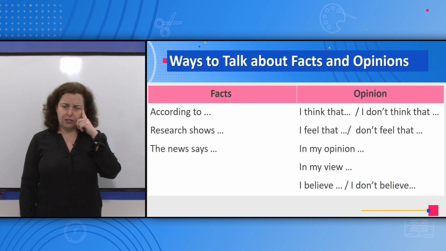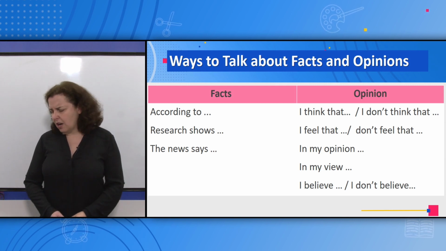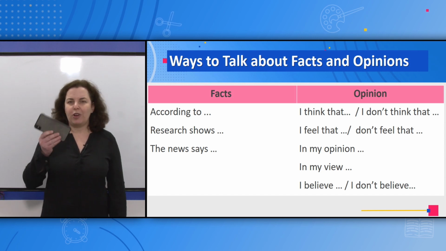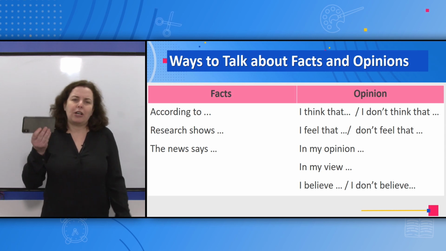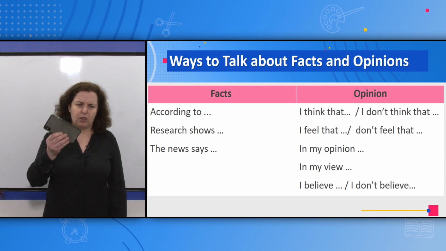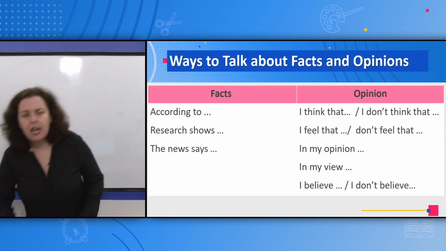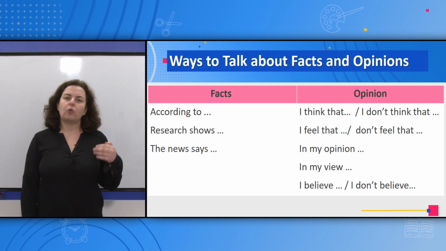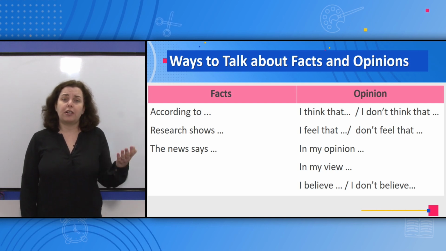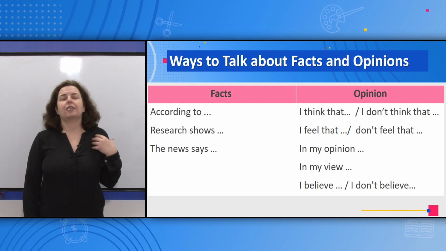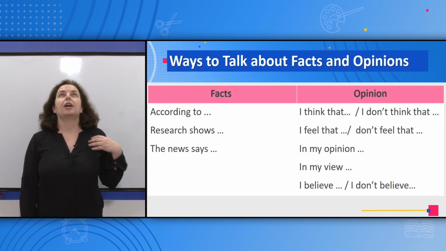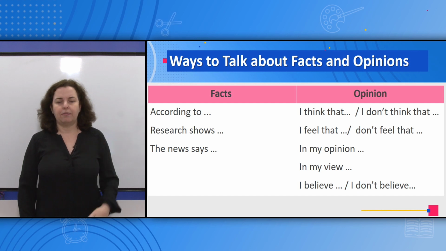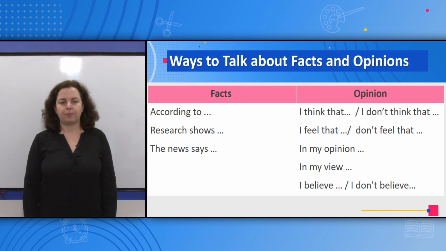I think that my phone is very, very heavy. I think, that's my opinion. I think that my phone here is very heavy. I don't think that is the opposite. Another way to say opinion, I feel that. I feel that when I go to a concert, I am very, very happy. This is a feeling of mine. Or I don't feel that.